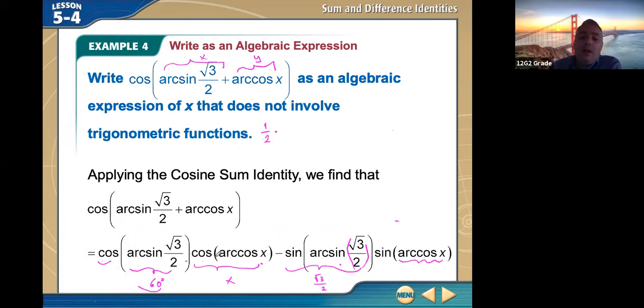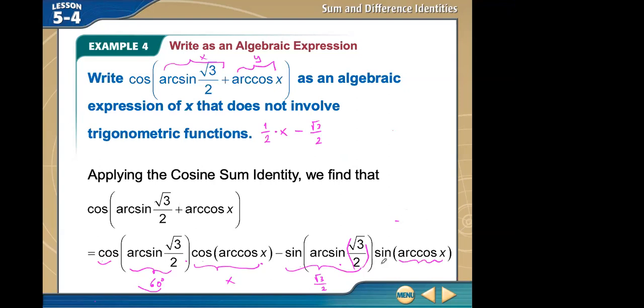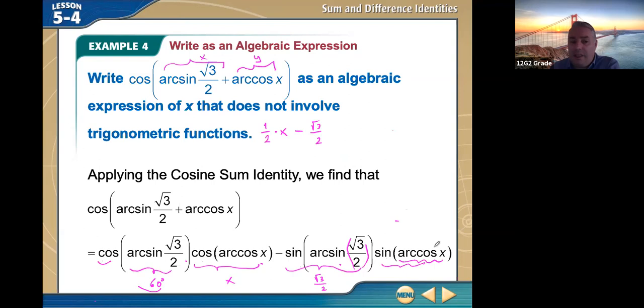Now, cosine of arc cosine x is, we said x. So this is directly x. Finished. Minus sine of arc sine of angle root 3 over 2. This is also finished. Till here, do we have any question? No. Now, here the problem is, what can I do?